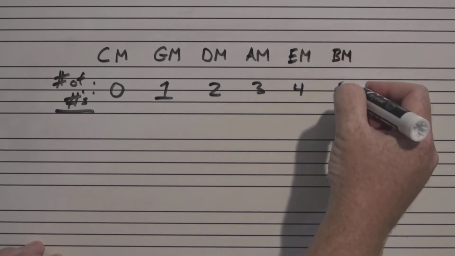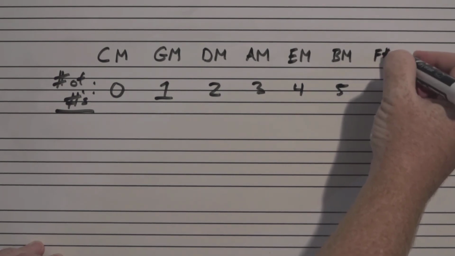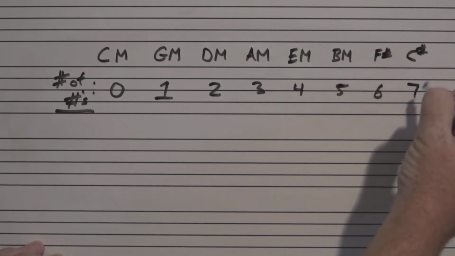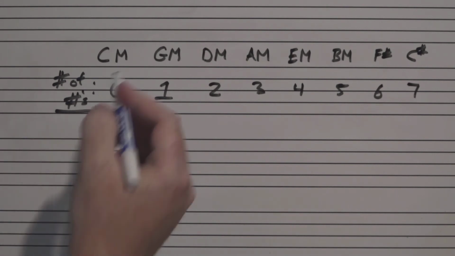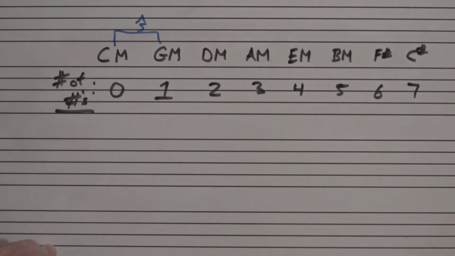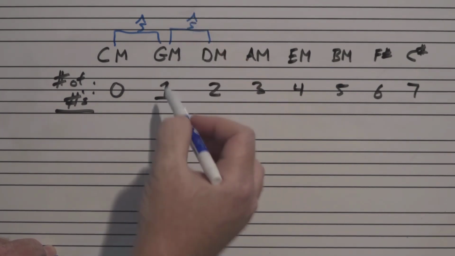B major, 5. F sharp major, 6. And you need to know one last one. C sharp major, which has 7 sharps. So that's that pattern. All you have to do is look for the fifth scale degree of each major scale.